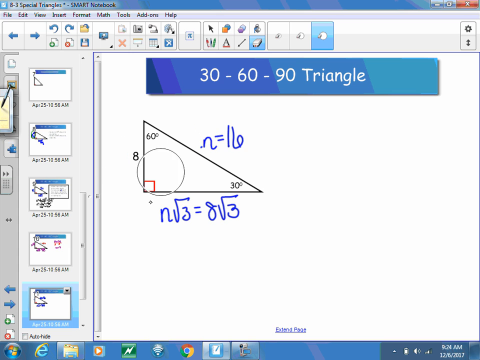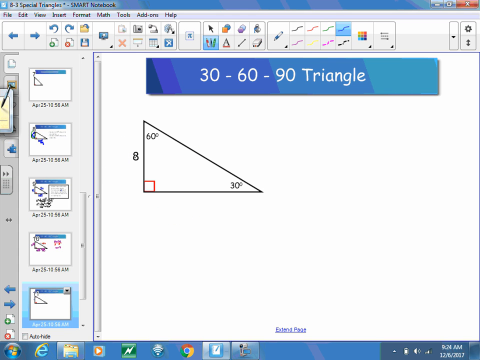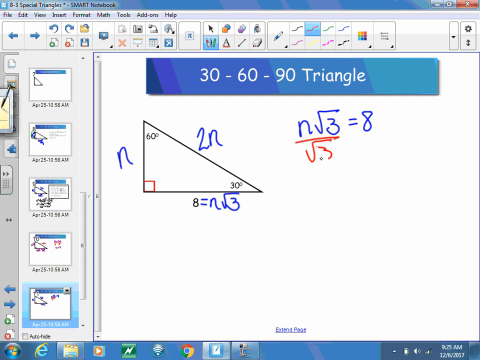Where you have to be careful is if you were given a value like this 8. If I was to put this down here at the longest leg, saying that this is 8, and we're trying to figure out what the shortest leg and the hypotenuse is, well, I need to know what n is to be able to do that. Since 8 is equal to n square roots of 3, use this to solve for what n is. We can divide by the square root of 3.